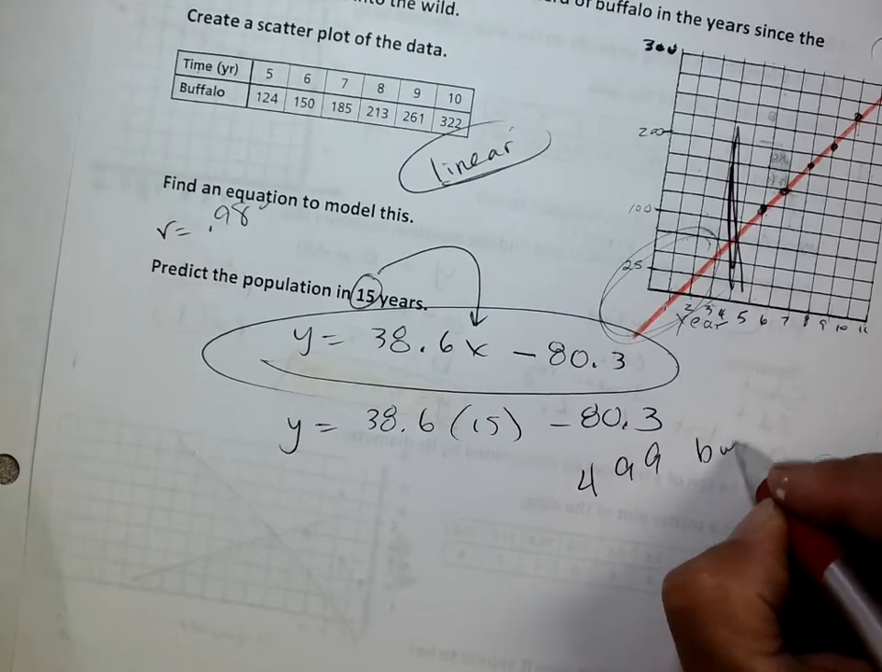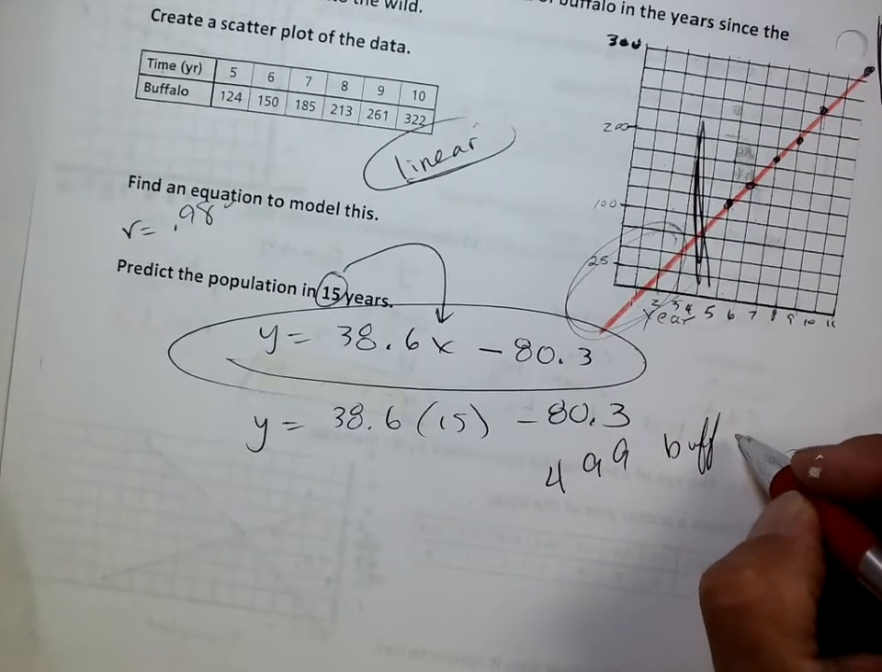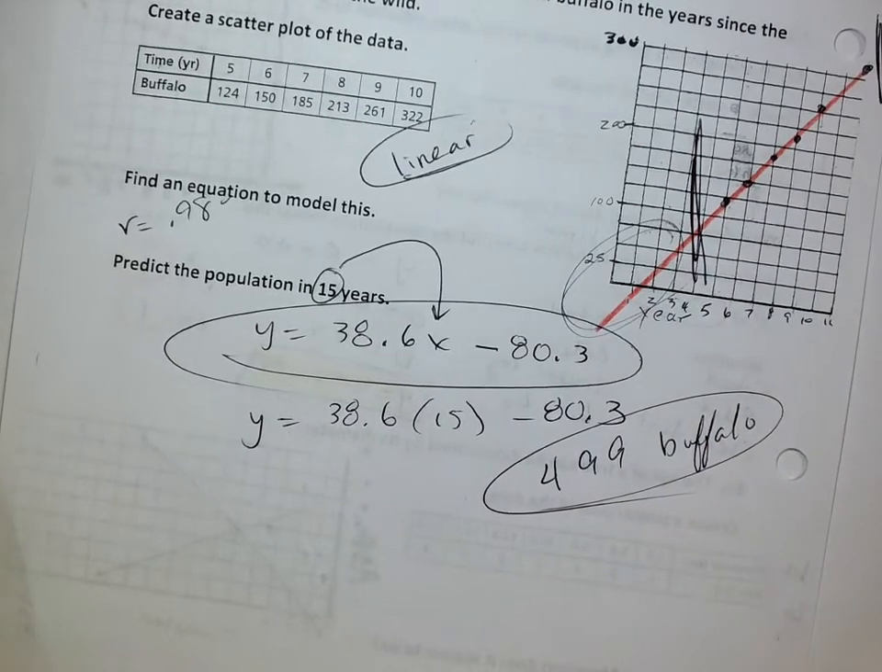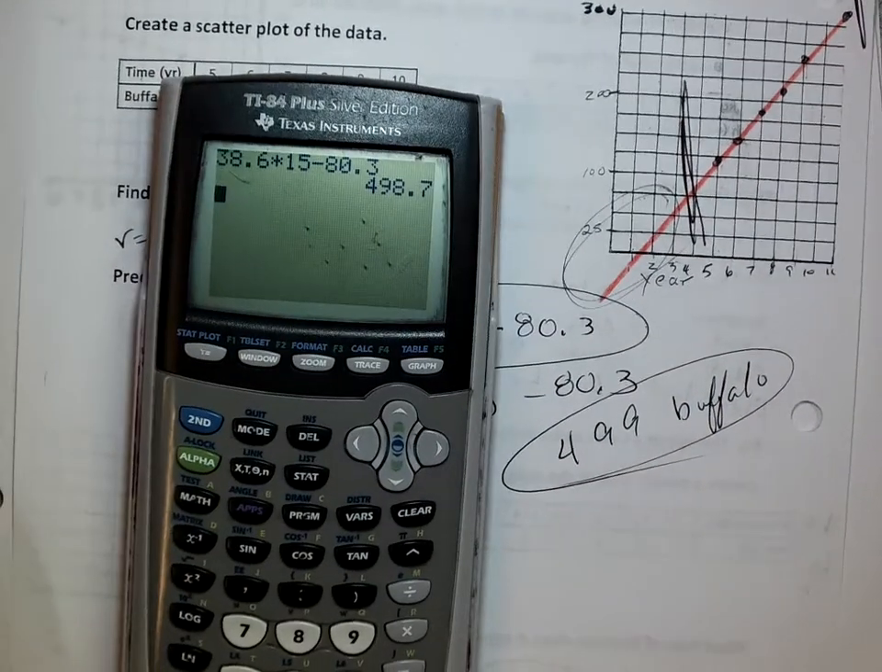Mr. Davies, since you can't have point something of a buffalo, shouldn't we instead round? I rounded up. But like, wait, shouldn't we round in the equation as well? I would like to keep the equation as accurate as I can. That's still represented for data. Yeah. But I think you're asking a marvelous question. I really do.